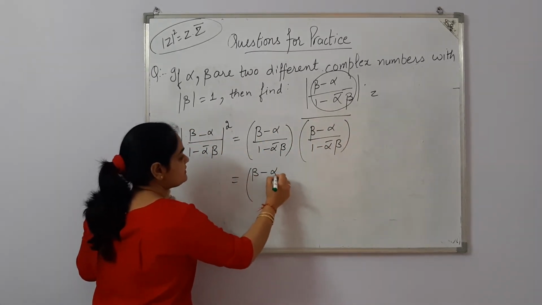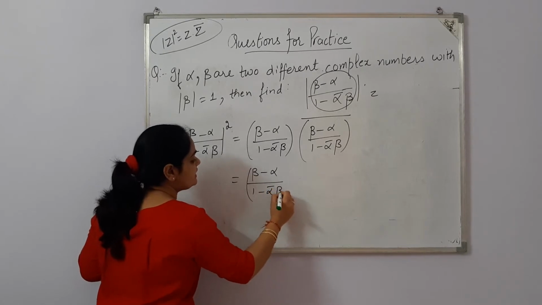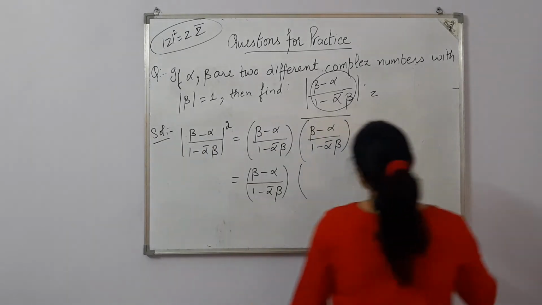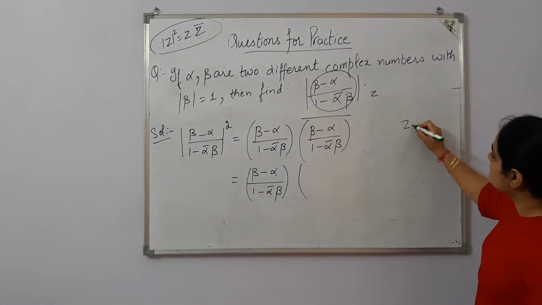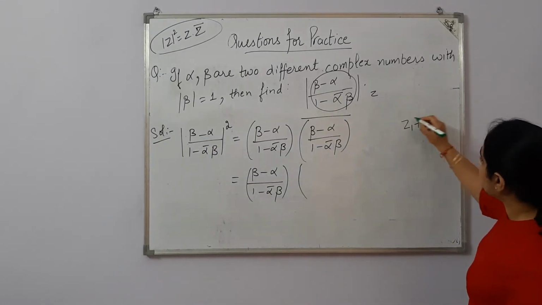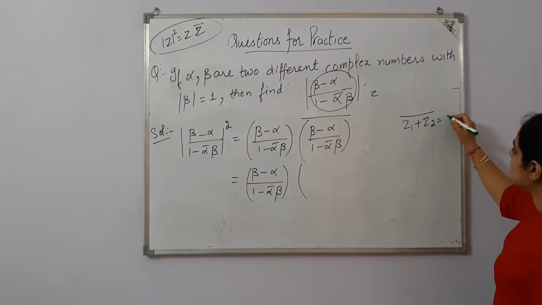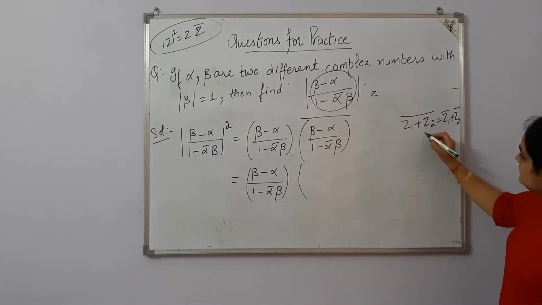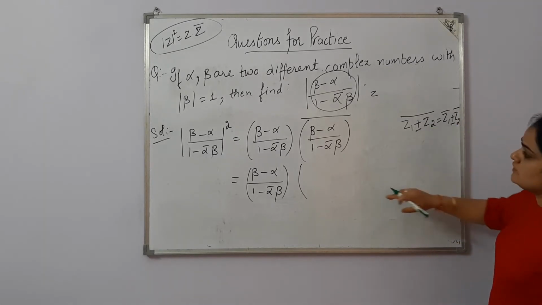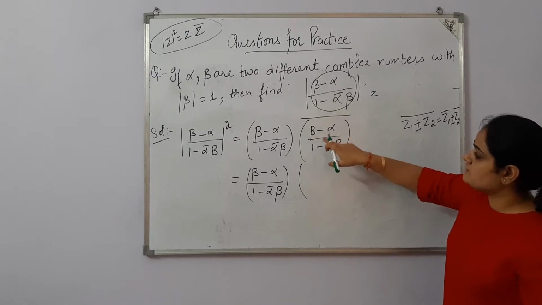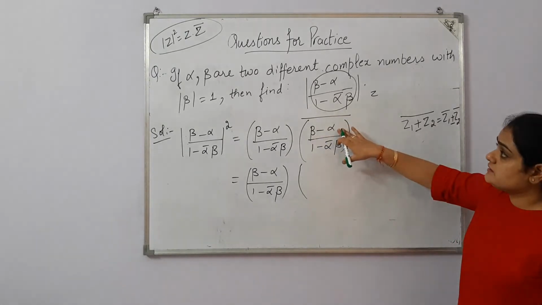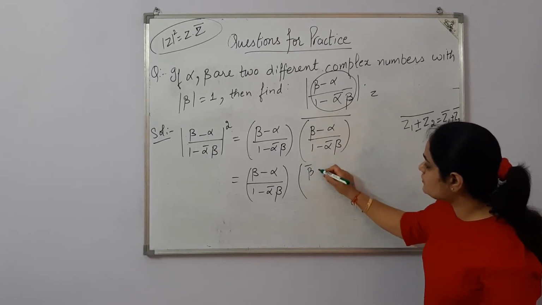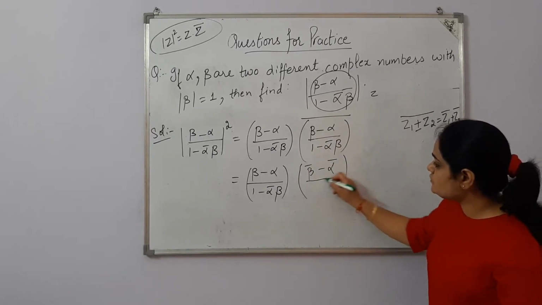Beta minus alpha upon 1 minus alpha conjugate beta. We'll use the property of conjugate here. The conjugate property says that z1 plus z2's whole conjugate can be split out. It is the same in the case of subtraction as well. So here is subtraction, beta minus alpha. Beta and alpha are different complex numbers, so we can write beta's conjugate minus alpha's conjugate.